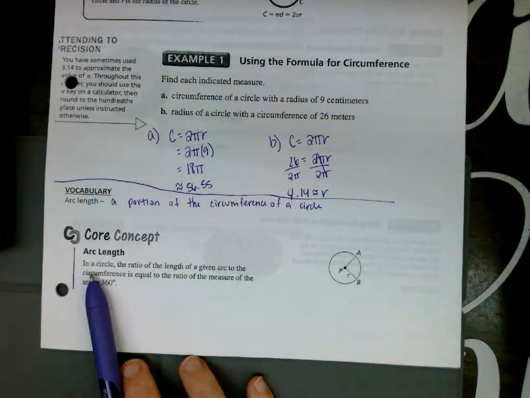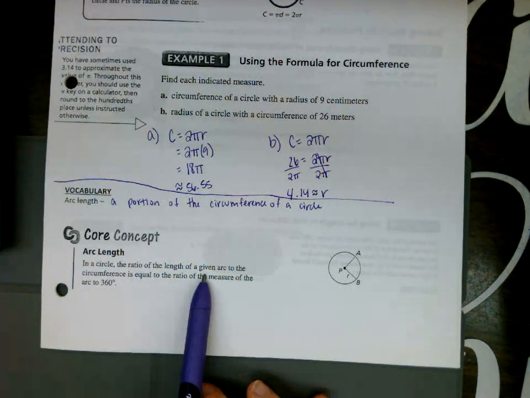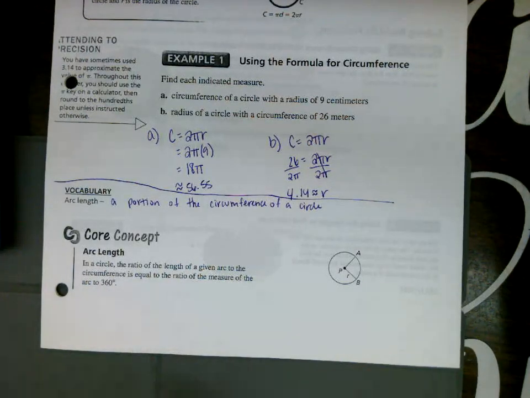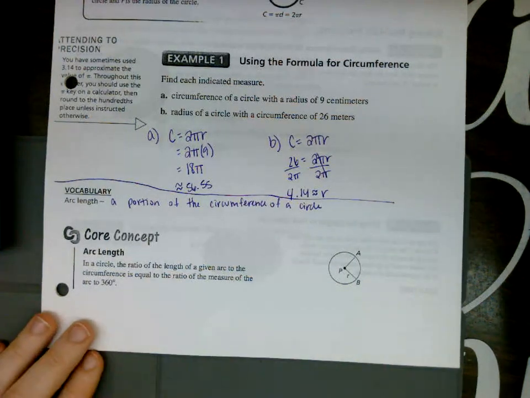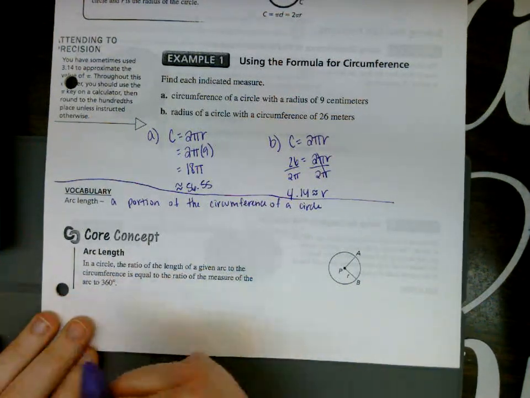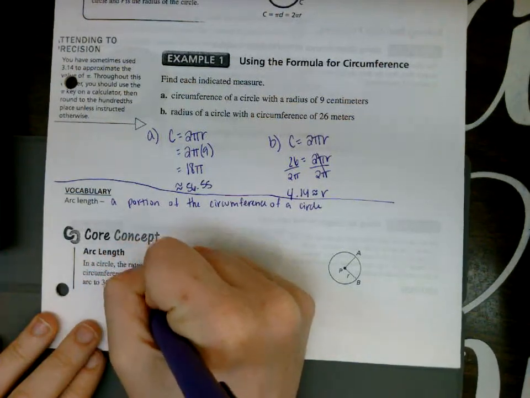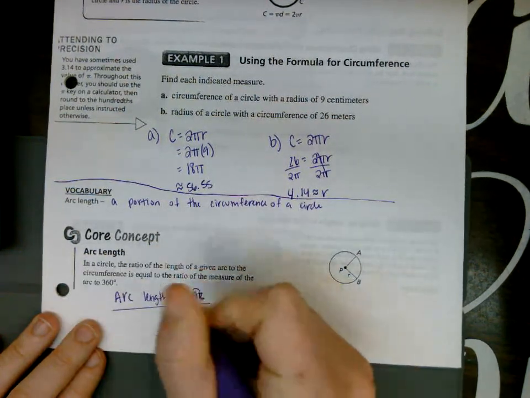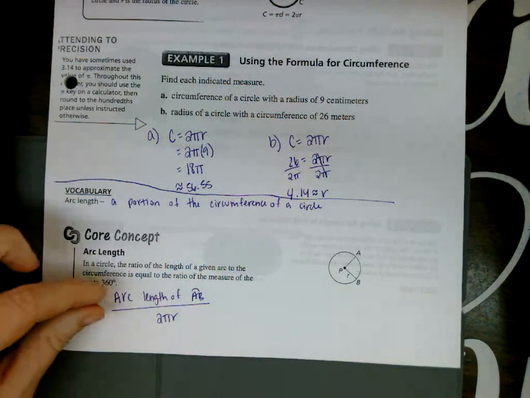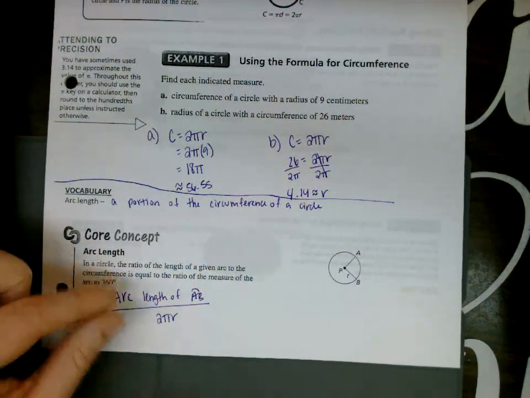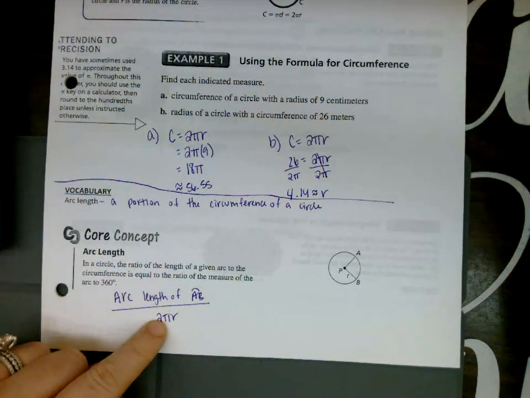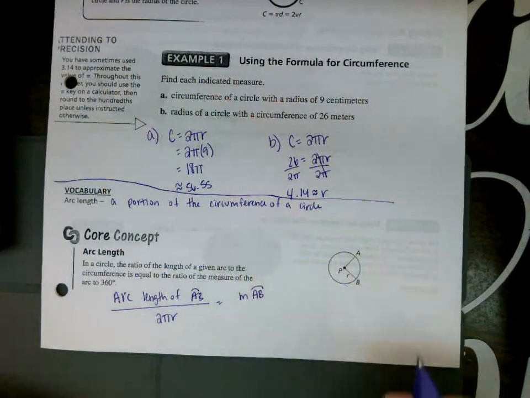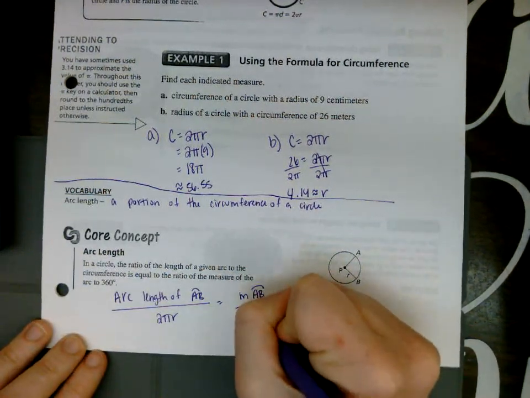In a circle, the ratio of the length of the given arc to the circumference is equal to the ratio of the measure of the arc to 360. So we have this ratio: the arc length of segment AB over 2 pi r. Basically that's telling you the piece of the circle over the whole circle, because this is our circumference, is equal to the measure of the arc AB, so that's the degrees, over 360, because that's the piece of the whole.